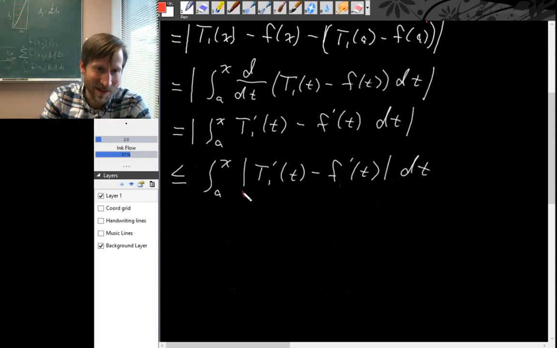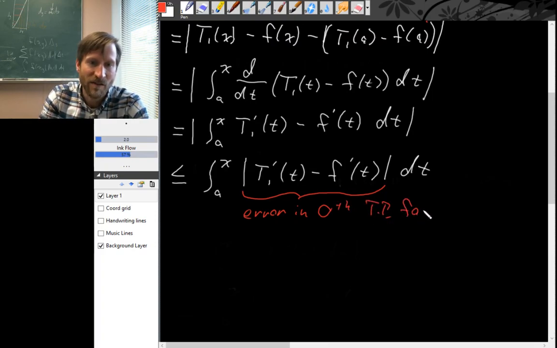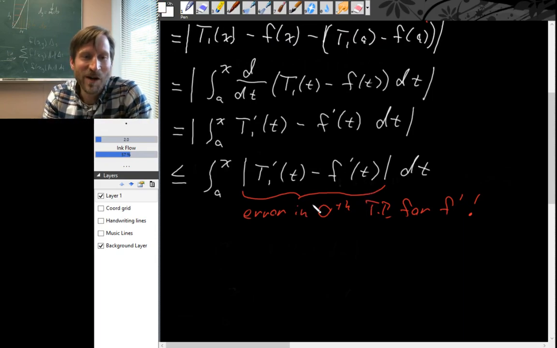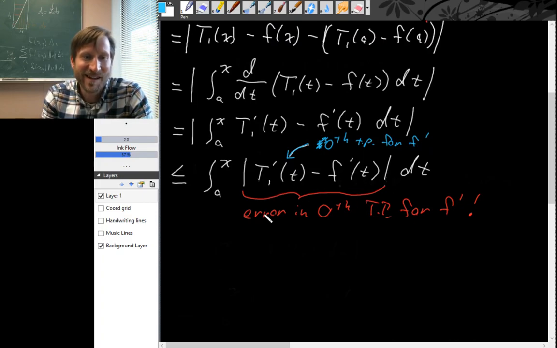And now something interesting has happened. If you look right here, this integrand is the error in the 0th Taylor polynomial for f prime. Now this is using the last preliminary fact from the first video. This part here, the first derivative of T1, is the 0th Taylor polynomial for f prime. So what we have in this absolute value is the error in the 0th Taylor polynomial for f prime.